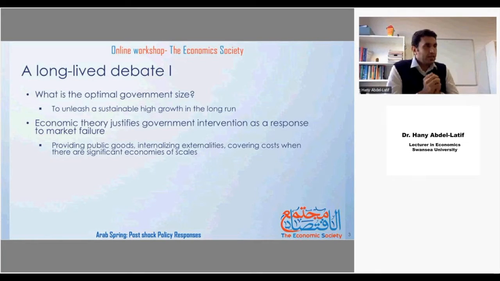So let's start with the old question, a long-lived debate about what is the optimal government size. How much should the government intervene in the economy in order to unleash sustainable high growth in the long run? Of course, economic theory justifies such intervention from the government side as a response to market failure. The government should provide public goods, internalize externalities, and cover costs when there are significant economies of scale, etc. So that's what we know from economic theory.